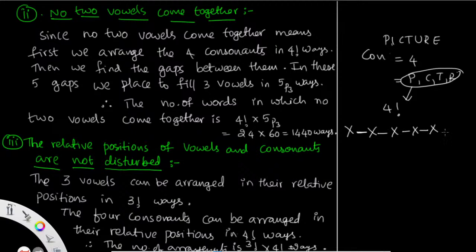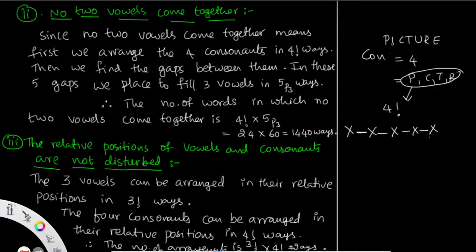So how many gaps are there? N plus 1. Already yesterday we learned, if a number of things are in a row, how many places can we find? It means n plus 1. Here there are 4 consonants, so we can find 5 places obviously. These 5 gaps are in between the consonants only.